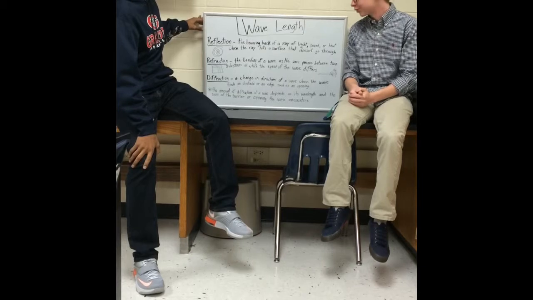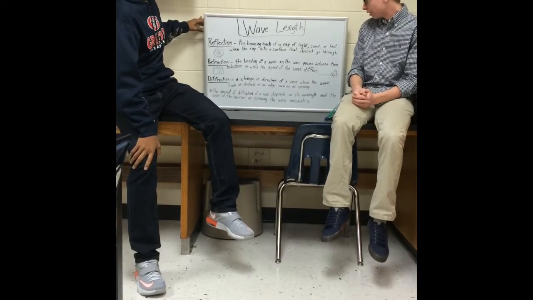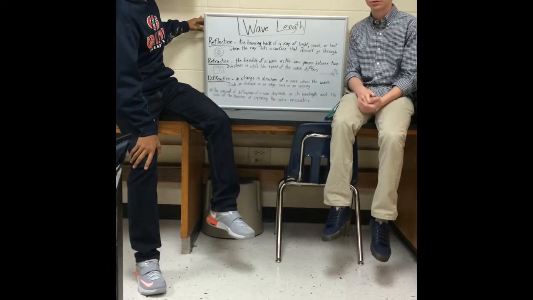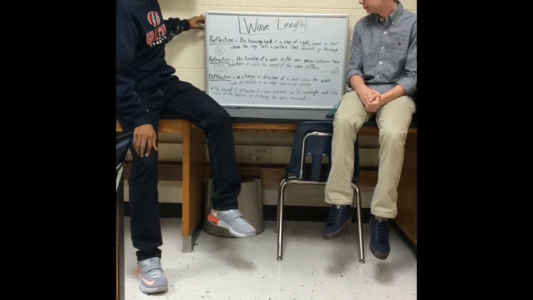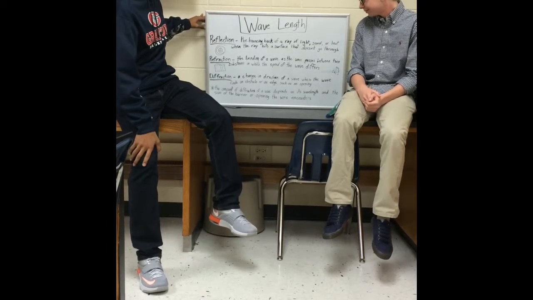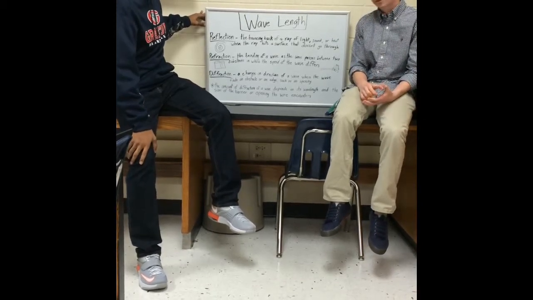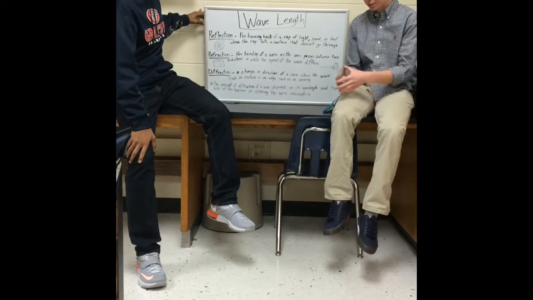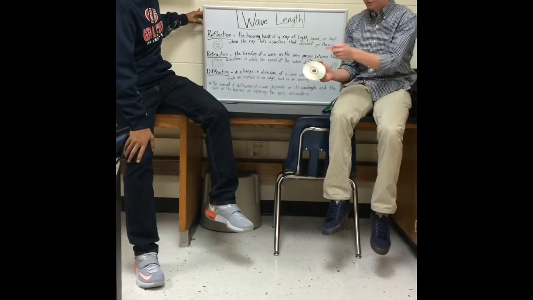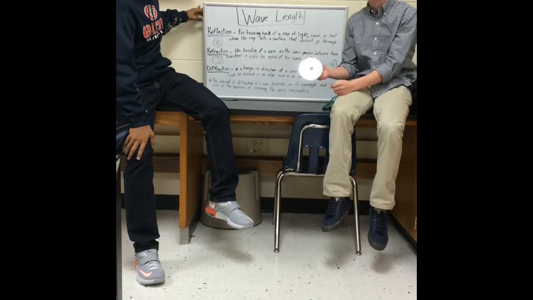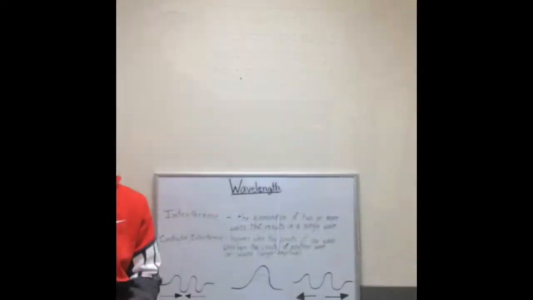Our next word is diffraction, a change in direction of a wave when the wave finds an obstacle or an edge, such as an opening. The amount of diffraction of a wave depends on its wavelength and the size of the barrier or opening the wave encounters. An example of diffraction is when the light of the room hits the CD, it makes these colors around the CD. That's an example of diffraction.